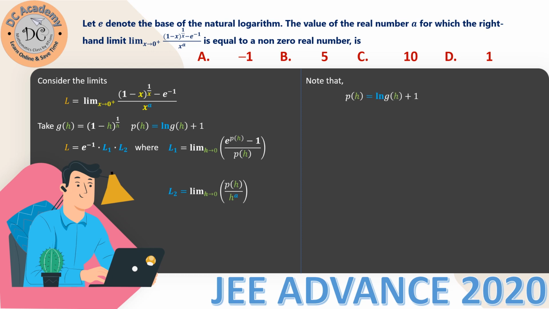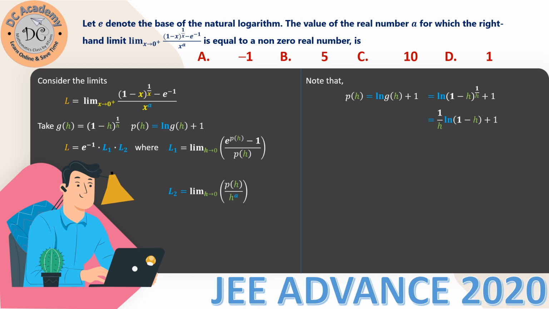So let's go ahead and take pH. Now, what is pH? It is ln of (1 minus h) whole to the power 1 by h, plus 1. Now, using the power law, 1 by h comes outside. So it will be 1 by h, ln of (1 minus h), and 1.